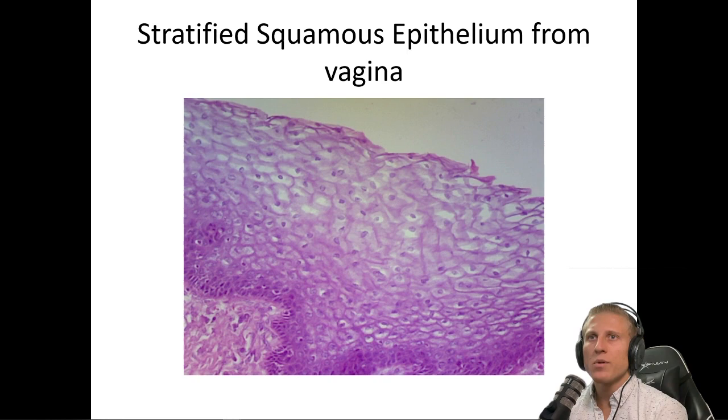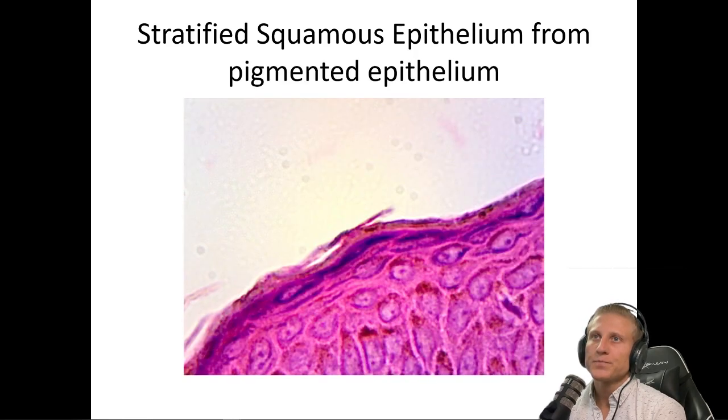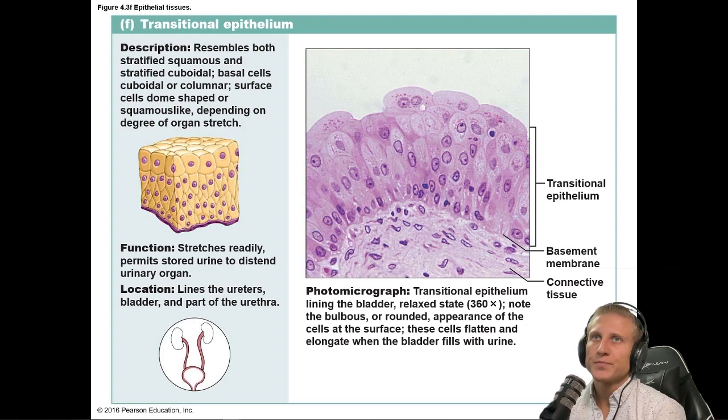Here's just another example. I believe we took this in the lab. Stratified squamous of the vagina. So again, mitotically active cells with their little basement membrane right here, a form of connective tissue that they're attaching to, and then cells grow out that way. Just another picture. All right, transitional epithelium.